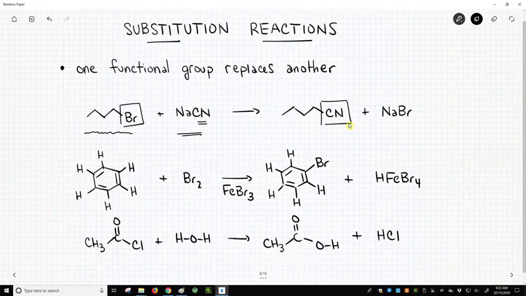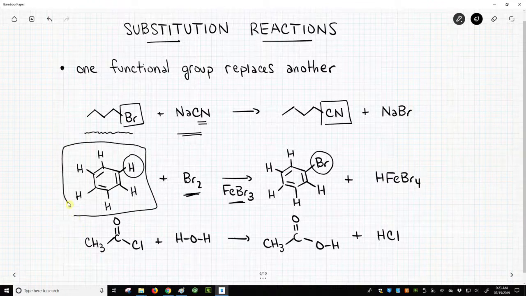Another substitution reaction is shown below it. Here is a benzene ring. I want to highlight this hydrogen. This hydrogen in the product has been replaced by a bromine, and it was accomplished by reacting it with Br2 and another reagent that's written over the arrow. Those are important reagents. Without them, the reaction won't occur, but the star of this reaction is our benzene ring, which gets converted to this.